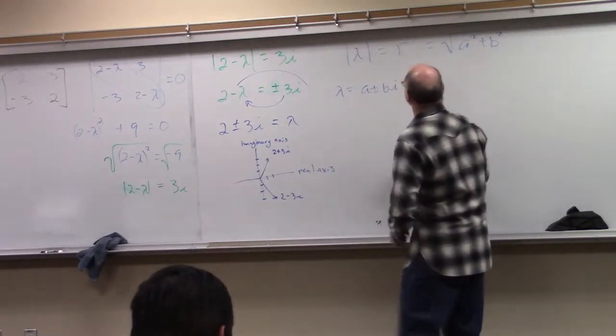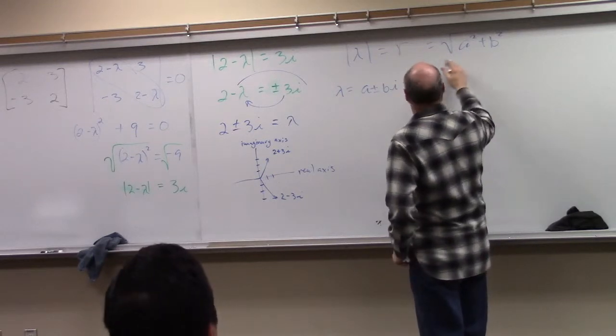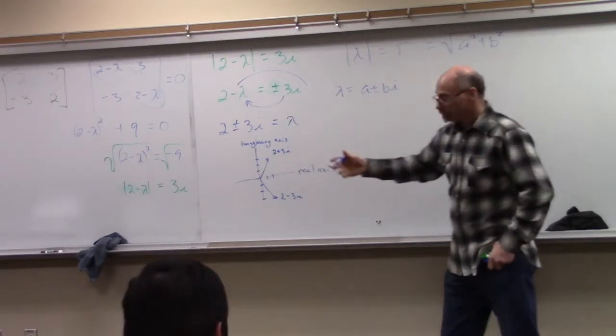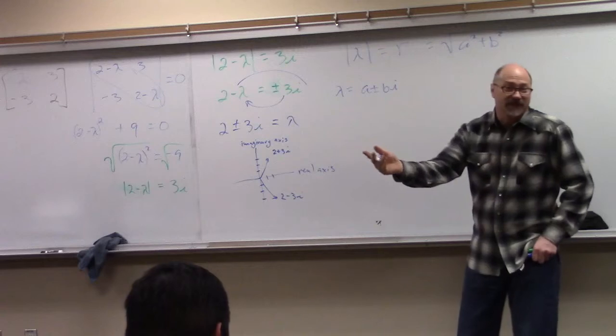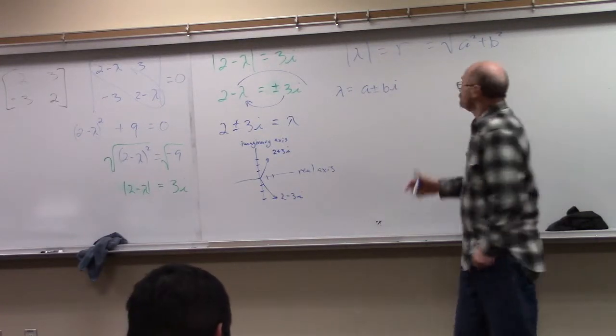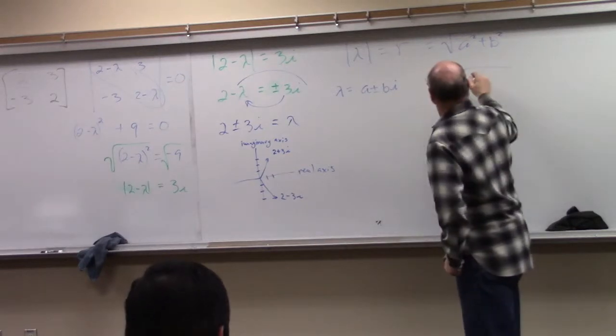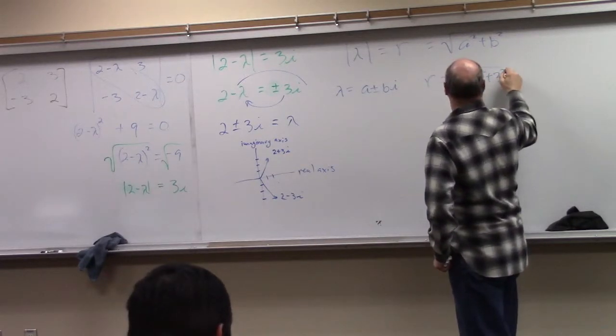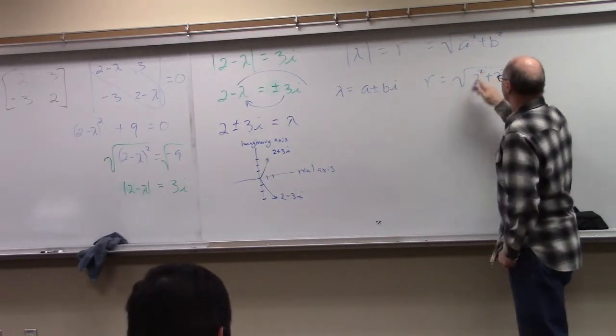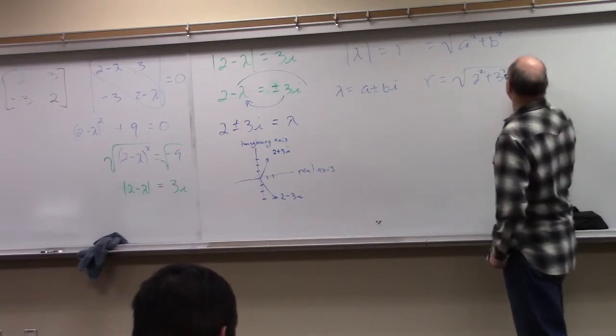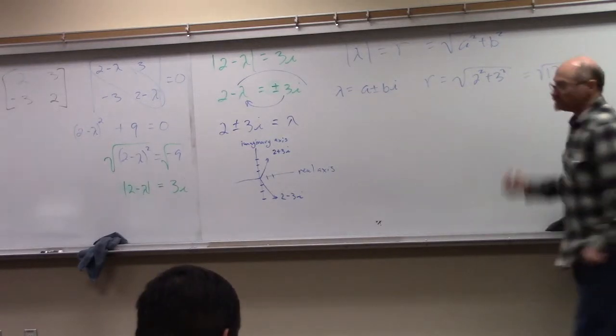So in this particular case, what's the magnitude of our particular lambdas? They're the same, aren't they? Because it doesn't matter if you go up or down 3. So R, in this case, is going to be the square root of what? 2 squared plus 3 squared, right? And so that's 4 and 9 is 13. It's the square root of 13.